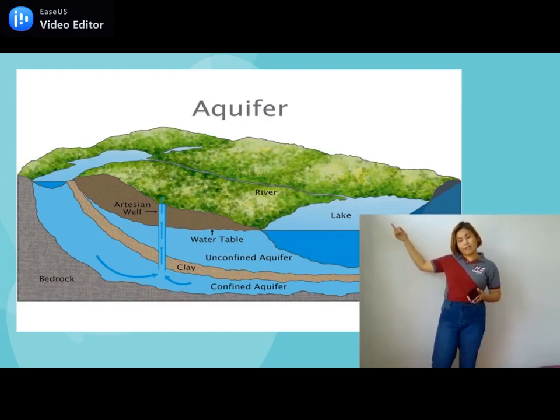This is what an unconfined aquifer looks like. So the top layer is accessible to the atmosphere. So that is why the soil is saturated, because this is what we call the water table.